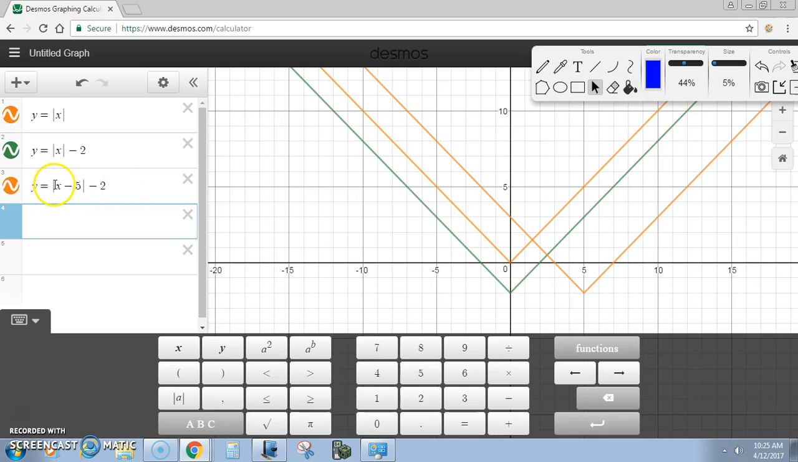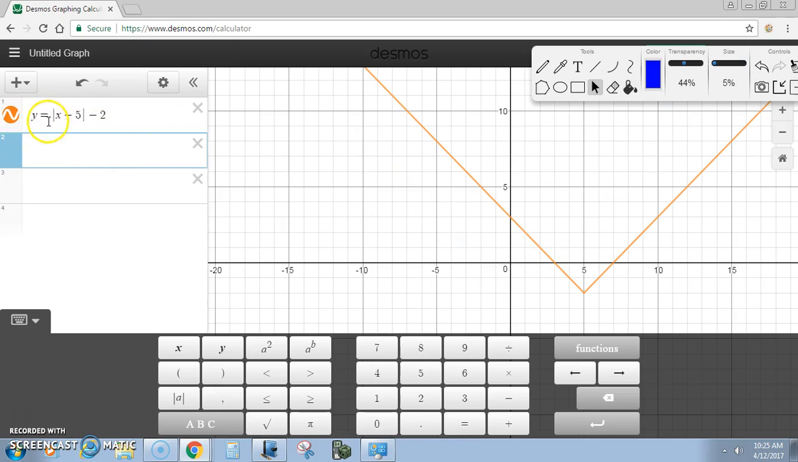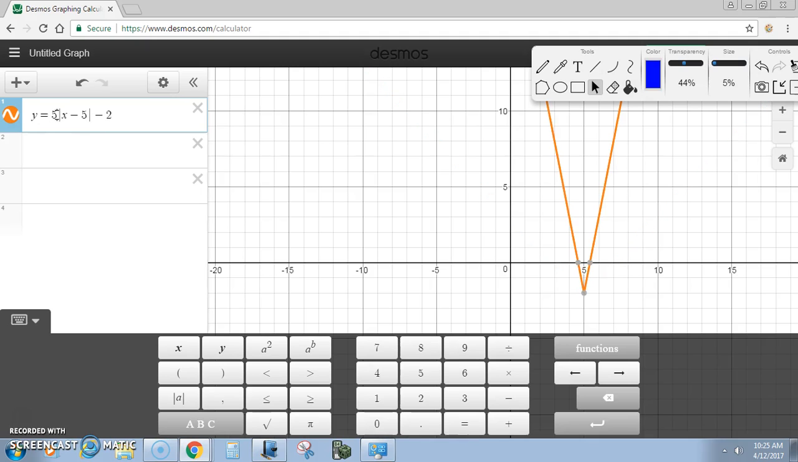Okay. If I want to make it taller and skinnier, let's just work on that last one. If I want to make it taller and skinnier, I'm going to multiply it by a number bigger than 1. So if I multiply it by 5, taller and skinnier. If I want to make it shorter and fatter, I multiply it by a number smaller than 1. So I can do 0.2, which is the same as 1/5. If I want to flip it over the x-axis, I'm going to put a negative on the outside.